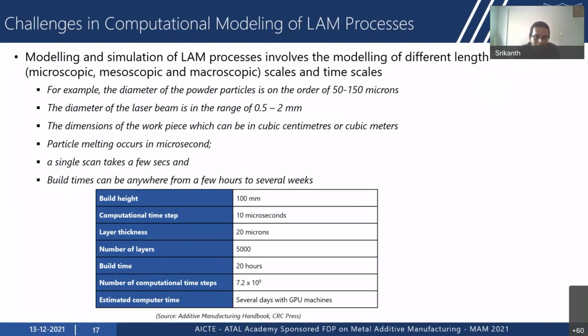Now, for example, to simulate a build height of about 100 millimeters with a layer thickness of about 20 microns, which results in about 5,000 layers, the actual build time is about 20 hours. But the estimated computational time is several days with GPU machines. Okay, so this tells you the complexity of the computational modeling.